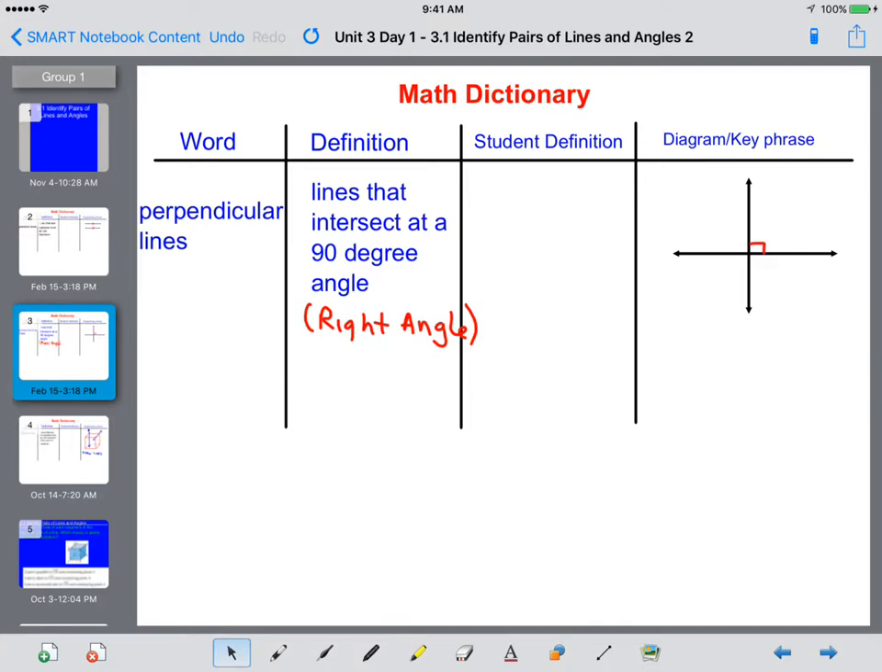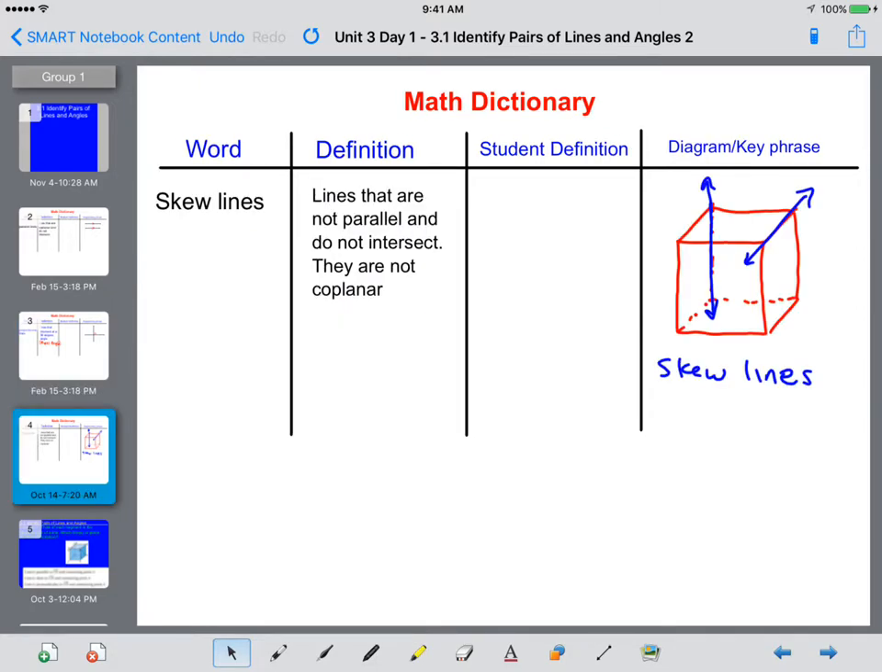We call that a right angle, and in the picture, that little box, that little red indicator, indicates a right angle. Skew lines, lines that are not parallel and do not intersect. They are not coplanar. So if we have a cube, we need to make sure that we have lines that are in separate planes and will never intersect.